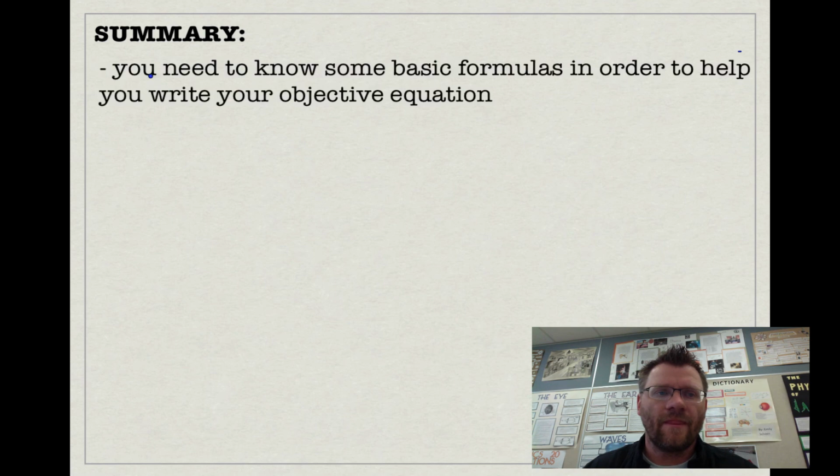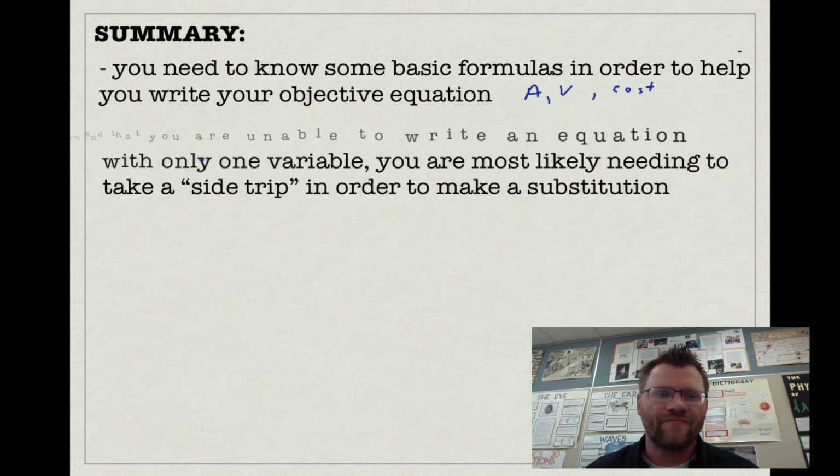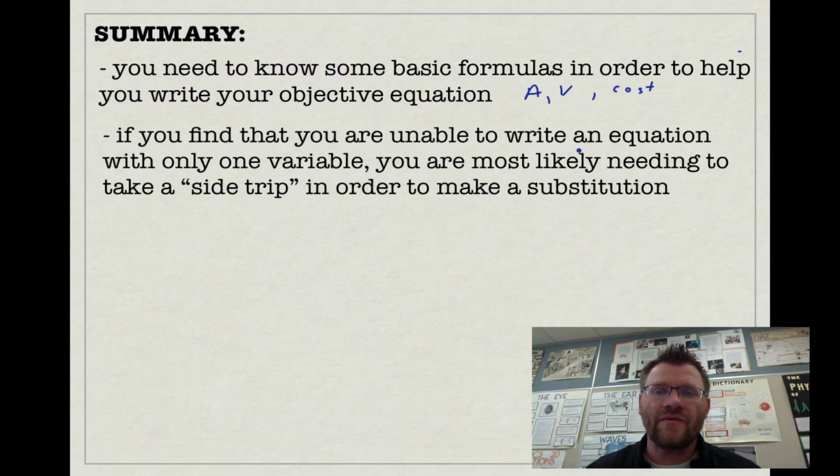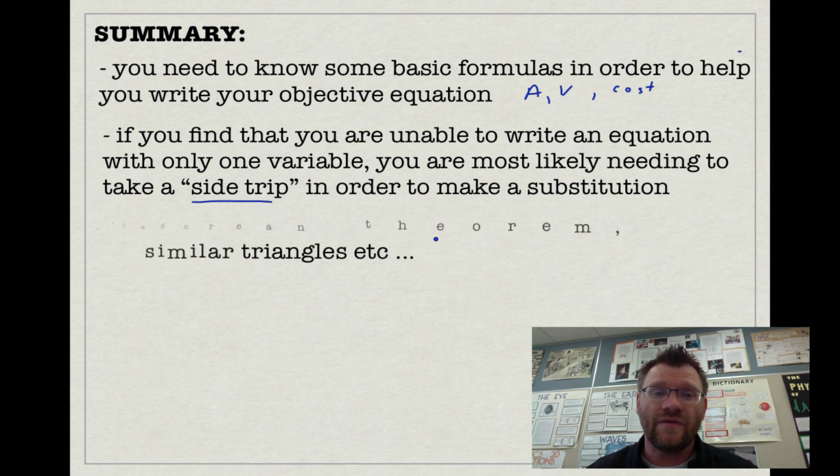So in summary, you need to know some basic formulas in order to help you write your objective equation. So things for area, equations for volume, etc. And there's going to be some cost questions that you're going to need to know as well. If you find that you are unable to write an equation with only one variable, you are most likely needing to take what we call a little side trip in order to make a substitution. We did a few of those.